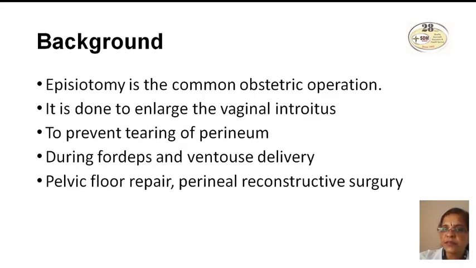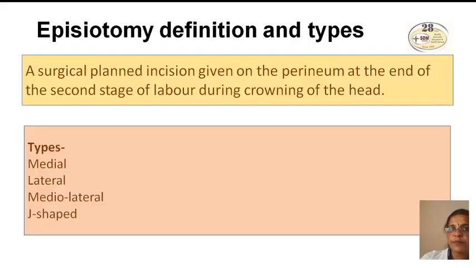So episiotomy is a common obstetrical operation. It is done to enlarge the vaginal introitus and to prevent the tearing of the perineum at the time of labor, during forceps and ventouse delivery, and if a patient has a history of previous pelvic floor repair as well as perineal reconstructive surgeries, in such cases also during labor we may have to give an episiotomy.